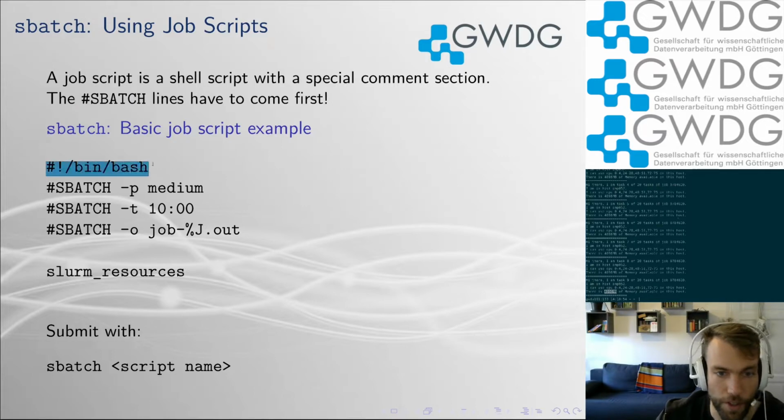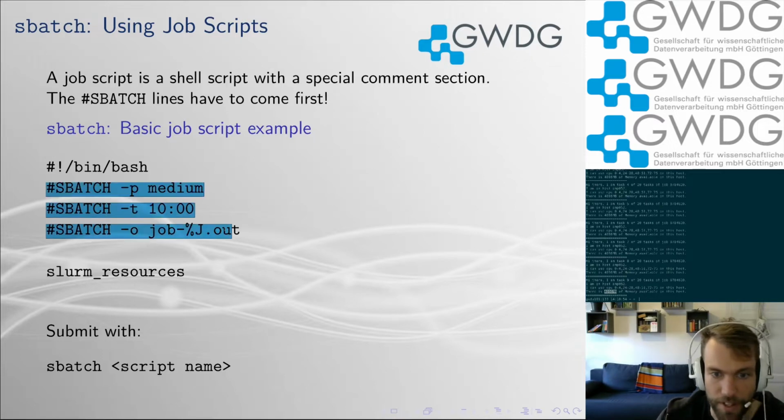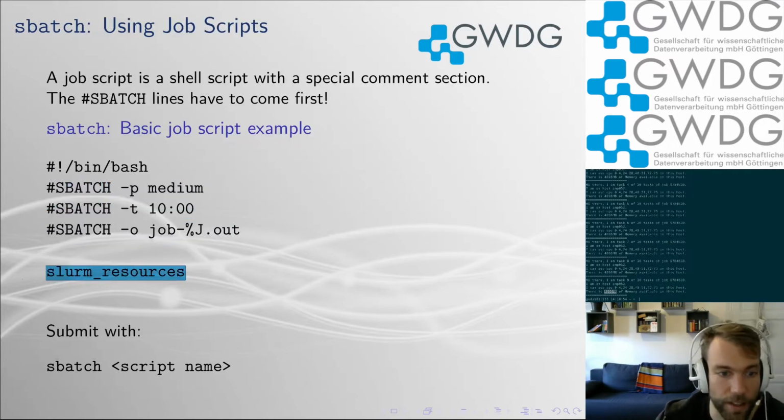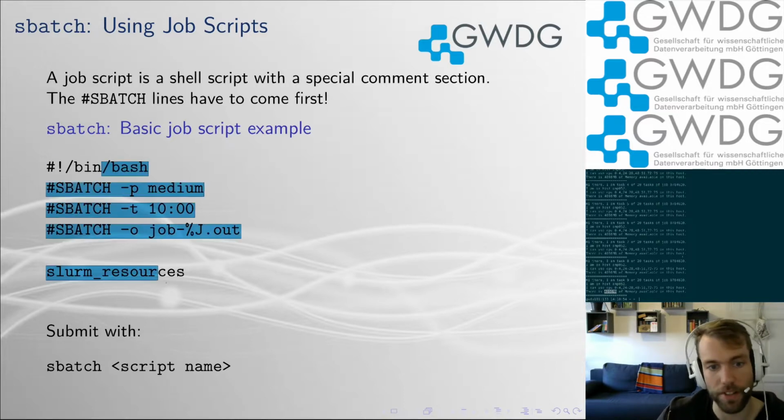So first you have this one, which is a shebang line. As I said already, that has to be at the top. Then there can be empty lines and other comments, but there is not supposed to be any commands. The sbatch lines have to come before the first real command. And then you can run your programs. In this case, I just had an srun with the Slurm resources again as an example. And this is essentially then a text file.